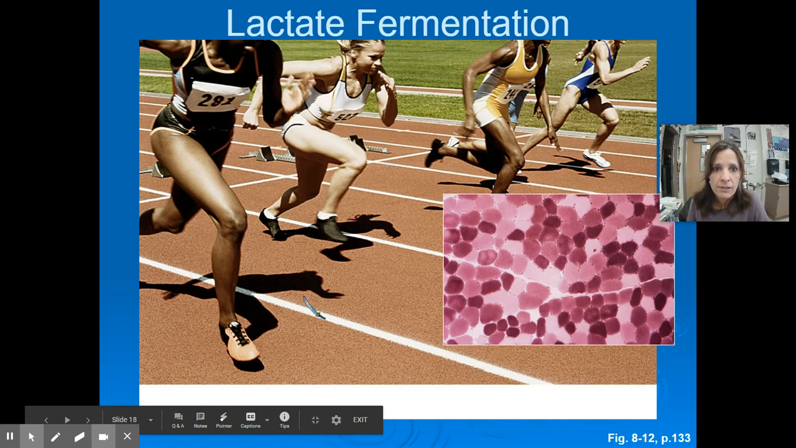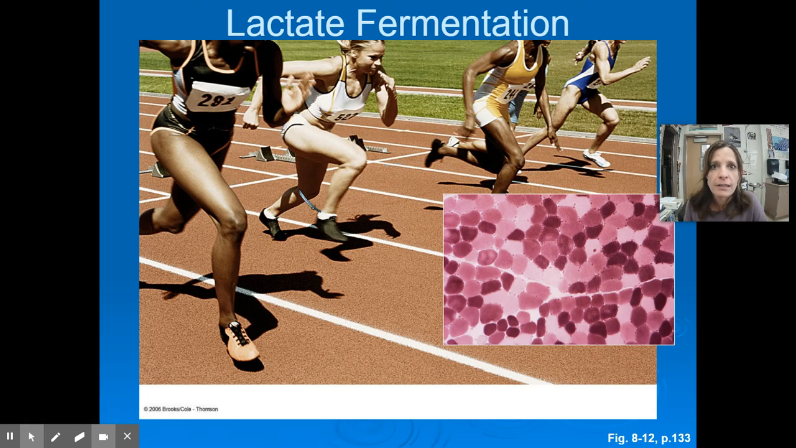So I just put a picture of some sprinters because when you're sprinting or you're using lots of energy really fast, this is when lactate fermentation happens. So if you're a sprinter or you're doing something like weights, you've definitely felt the burn, and that's what's causing it. And then you can see here that your muscle cells are different colors, and we'll talk about that.